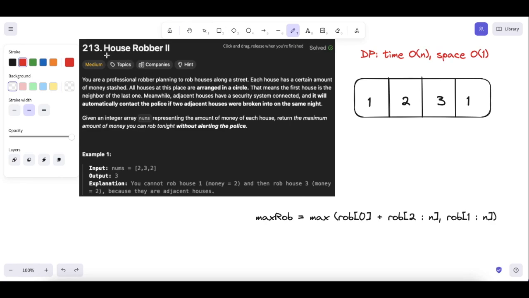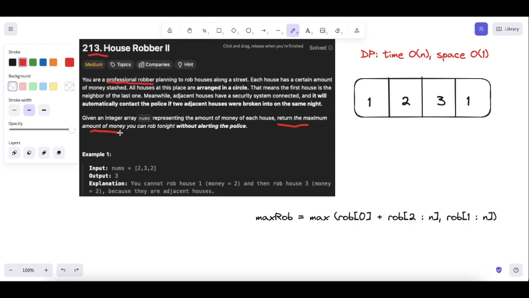Today we'll be going over LeetCode problem 213, House Robber 2. This is another problem off the Blind 75 list, which is a list of problems commonly asked during technical interviews. In this problem, we're going to imagine that we are a professional robber, and we want to rob a certain amount of houses along a road. What we want to do is return the maximum amount of money that we can rob from these houses.